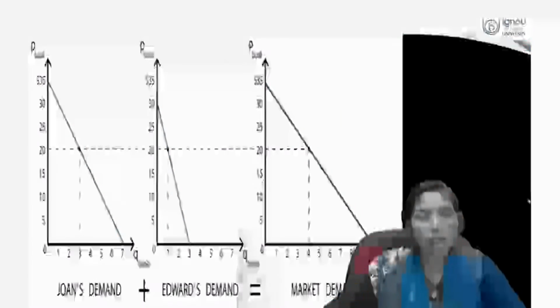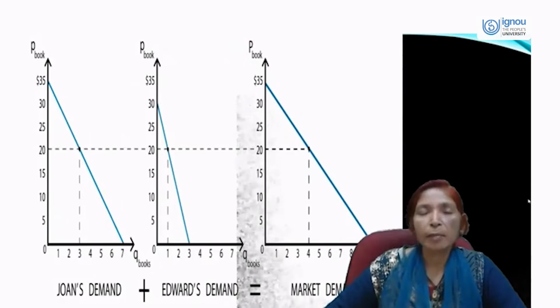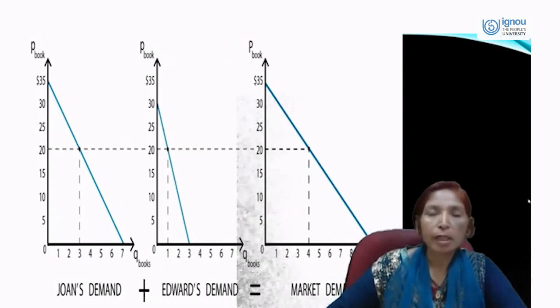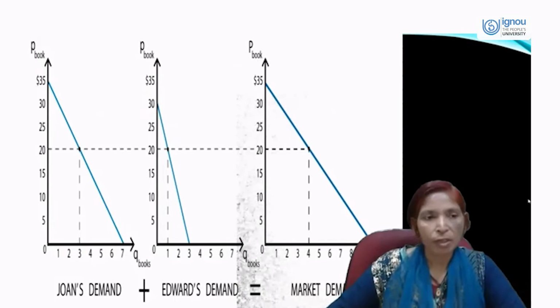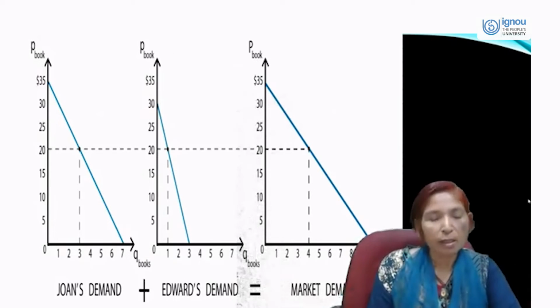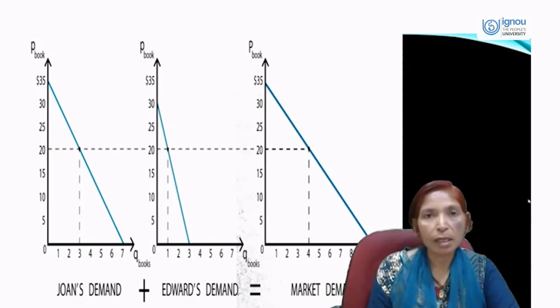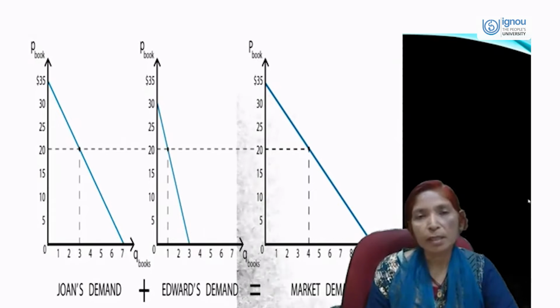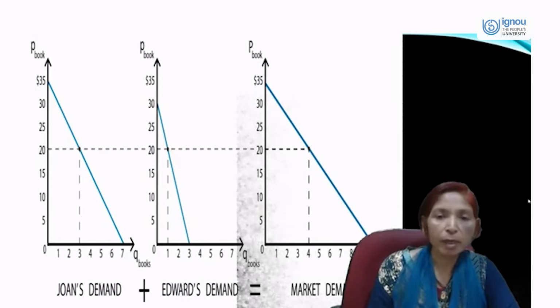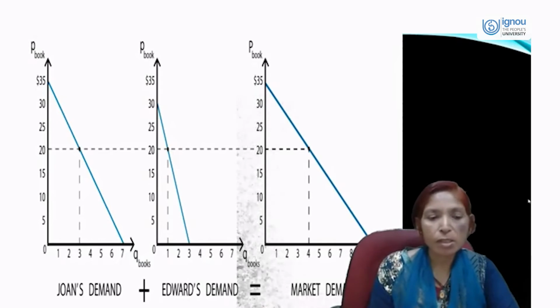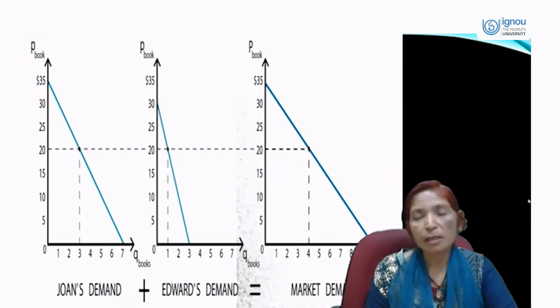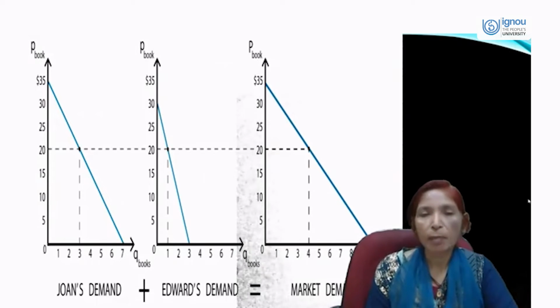Next is how we can derive the market demand curve with the help of individual demand curves. Here in the first diagram, Jones' demand is given, and this curve is downward sloping. This demand is called individual demand. Jones' demand is individual demand, and the other person's demand is also individual demand. But if we add Jones' demand plus the other person's demand, then we get market demand.